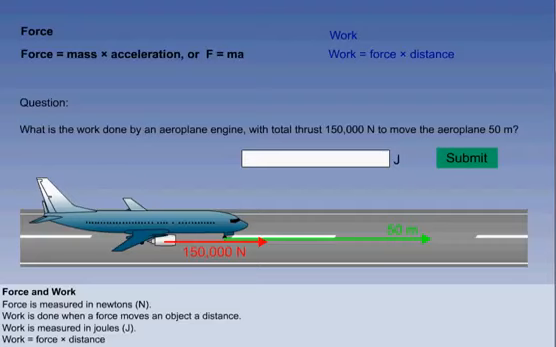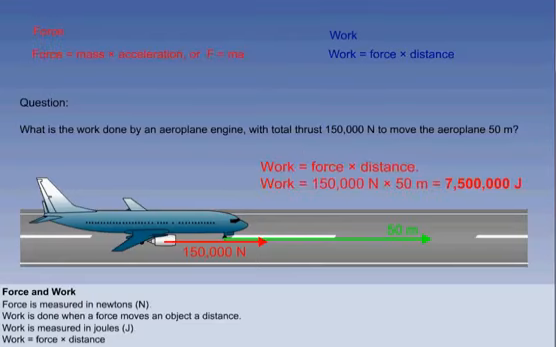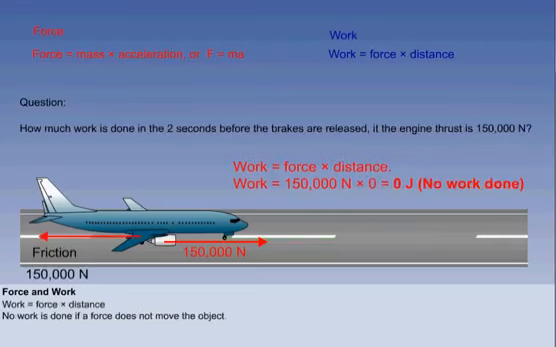Calculate the work done in this question, type in your answer and click on the Submit box. Work is found by multiplying the size of the force by the distance the force moves the object. However, no work is done when a force does not move an object. Prior to the takeoff run, when the engines are spooling up and the aeroplane is held on the brakes, there is considerable thrust, but because the aeroplane is stationary, there is no work done.